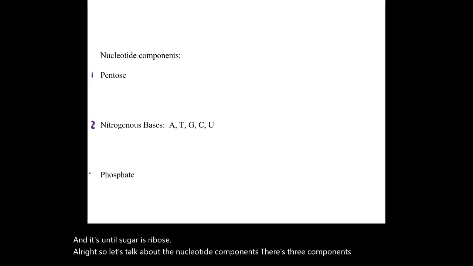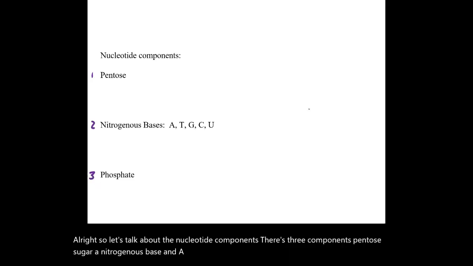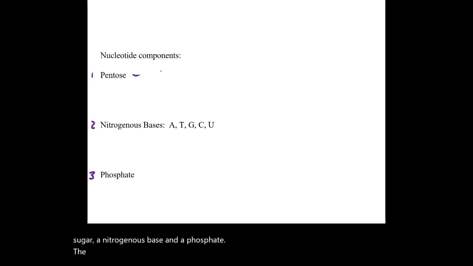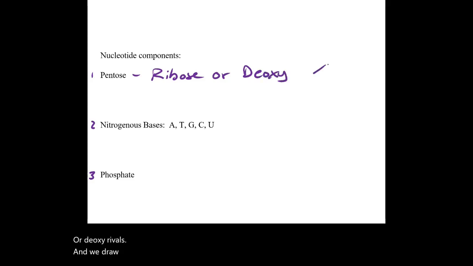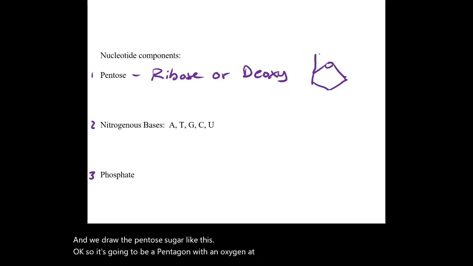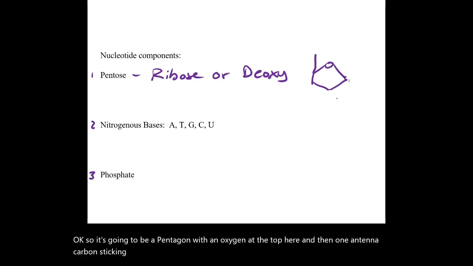All right, so let's talk about the nucleotide components. There's three components: pentose sugar, a nitrogenous base, and a phosphate. The pentose sugar is either going to be ribose or deoxyribose. And we draw the pentose sugar like this. Okay, so it's going to be a pentagon with an oxygen at the top here and then one carbon sticking out. We're going to label this carbon 1. This is going to be carbon 2. This is 3. This one here at the corner is 4, and then the top one sticking out is 5.